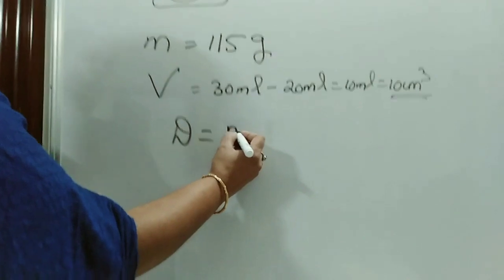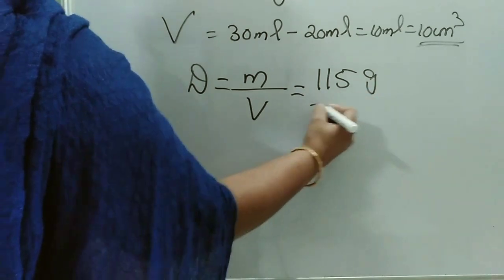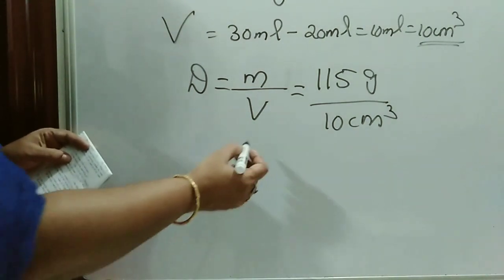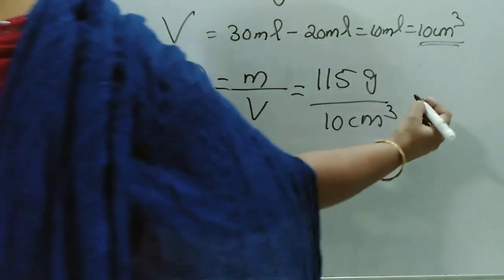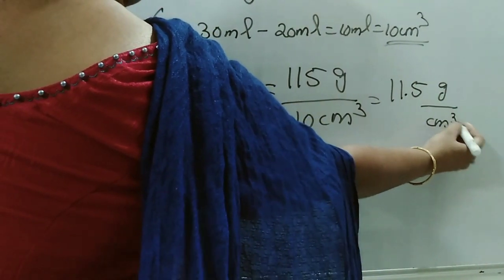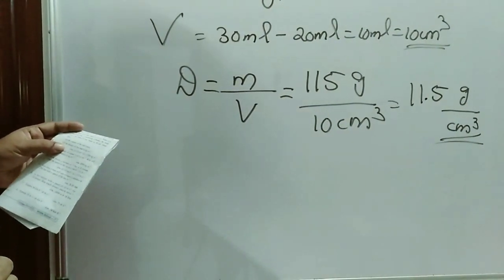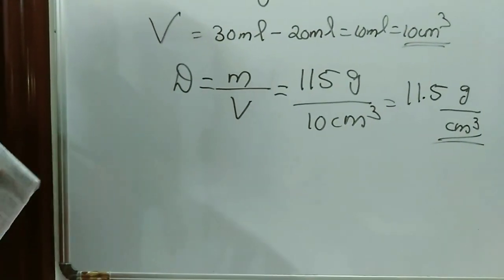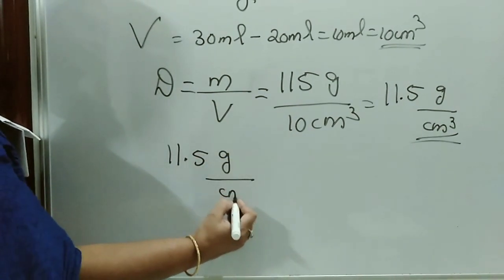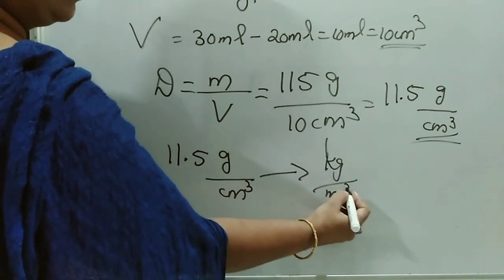What is density? Mass by volume. Mass is 115 gram per volume is 10 centimeter cube. Any number divided by 10, we can just simply move one decimal place. So you will get 11.5 gram per centimeter cube. But in the question, you can see you are asked to find the density in kilogram per meter cube. So what we have to do? We have to convert 11.5 gram per centimeter cube into kilogram per meter cube.